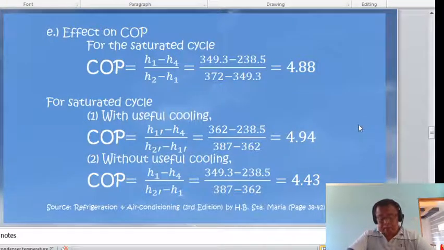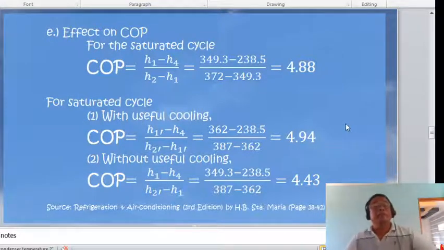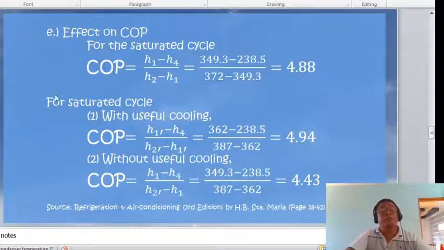Let us now consider the effect on COP. For the saturated cycle, 4.88 is the value. For the superheated cycle with useful cooling, class, 4.94, which is greater as compared to the saturated cycle. Without useful cooling, the value is 4.43.